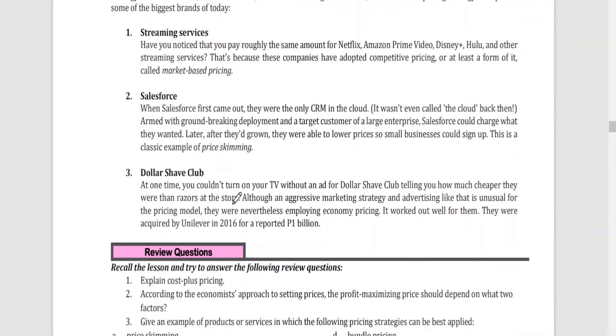Then we have Dollar Shave Club. So at one time, you couldn't turn on your TV without an ad for Dollar Shave Club telling you how much cheaper they were than razors at the store. Although an aggressive marketing strategy and advertising like that is unusual for the pricing model, they were nevertheless employing economy pricing. So it worked well for them. They were acquired by Unilever in 2016 for a reported $1 billion. Diba? That much. So what is this Dollar Shave Club?